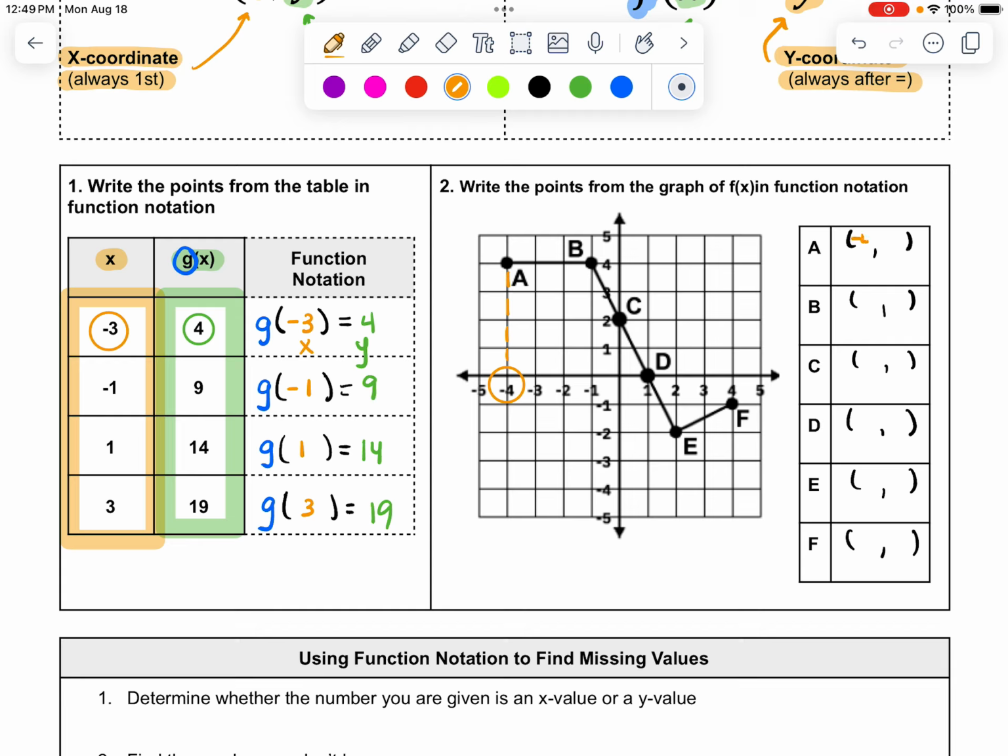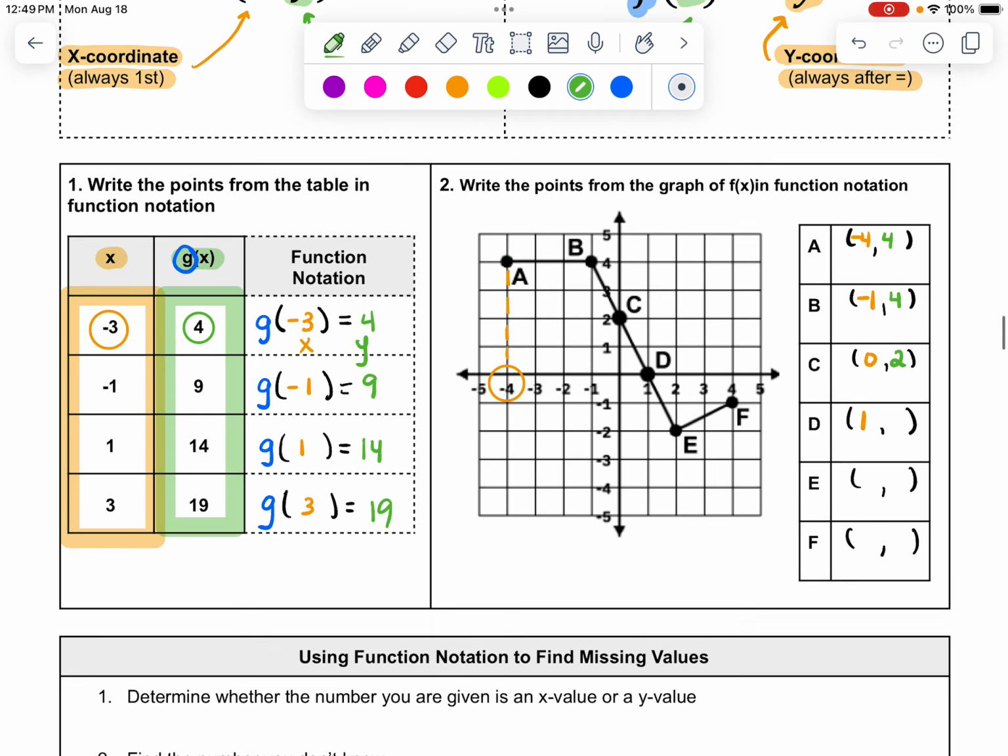And the y-coordinate is +4. For point B, the x-coordinate is -1 and the y-coordinate is +4. For point C, the x-coordinate is 0 and the y-coordinate is 2. For point D, the x-coordinate is 1 and the y-coordinate is 0.